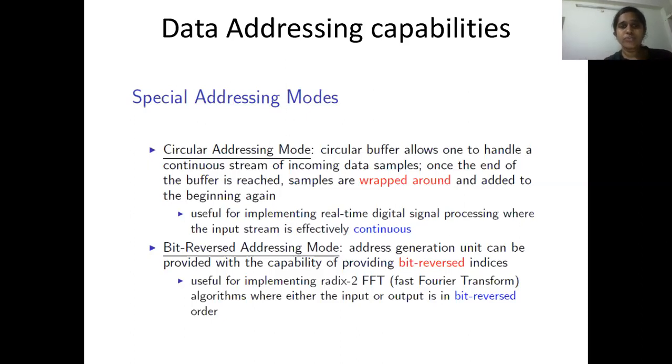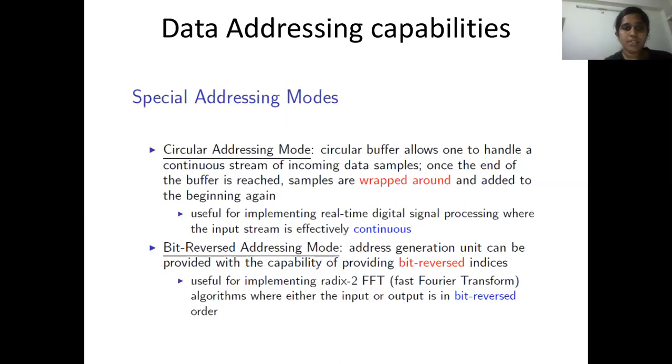This is generally useful to implement real-time digital signal processing where the input stream is effectively continuous. So if the input stream is effectively continuous, and in order to implement real-time digital signal processing, we will go with circular addressing mode.